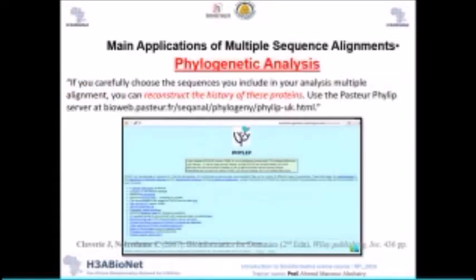Number two is phylogenetic analysis. Simply, you can see how your gene or your protein is related to other genes, and if you carefully choose the sequences you include in your multiple sequence alignment, you can reconstruct the history of these proteins or genes. In our practical, we will do something like this. There are many programs that can do this. For example, Phylip is a program at the Pasteur Institute, and you can build a phylogenetic tree using this multiple sequence alignment.